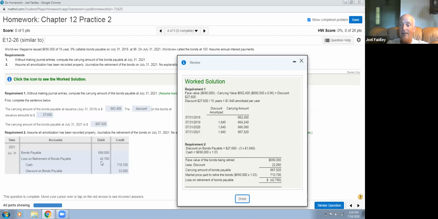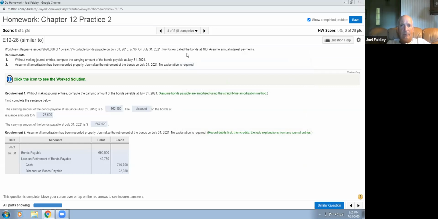So my plug number is my loss on retirement of bonds payable. That's a plug. You can't calculate that other than that it's the last line item that you're putting in to make this thing balance. So it's a loss. Since it's a debit, it's a loss. If you had to make a credit entry, then it would be a gain on this retirement. But it's a loss because you are paying 3% higher than face value for these bonds. And you normally would have paid just the face value. All right, so that's a good exercise to walk through.